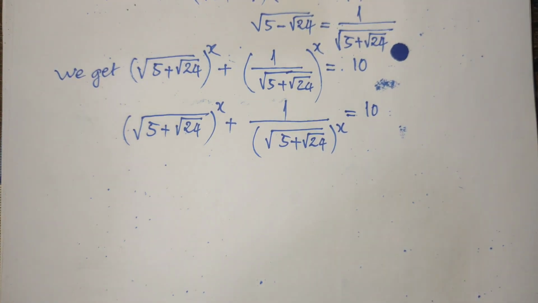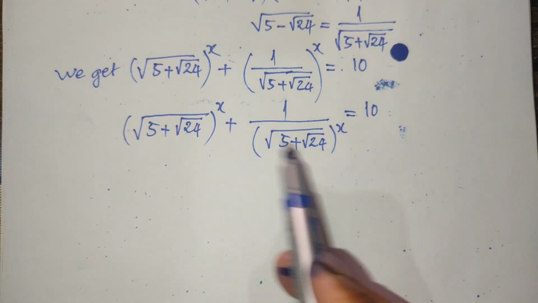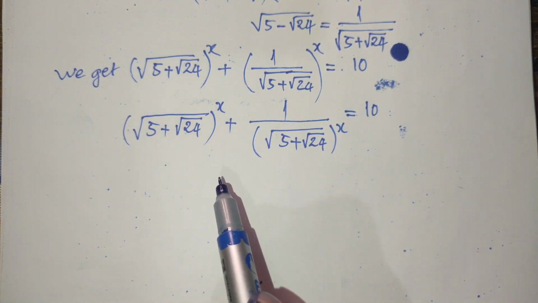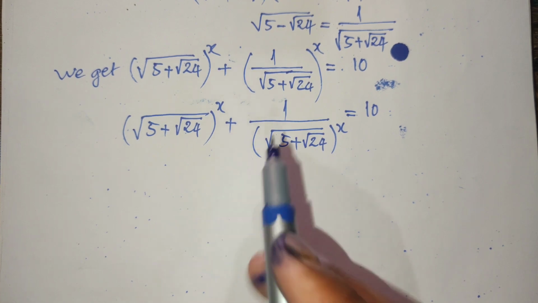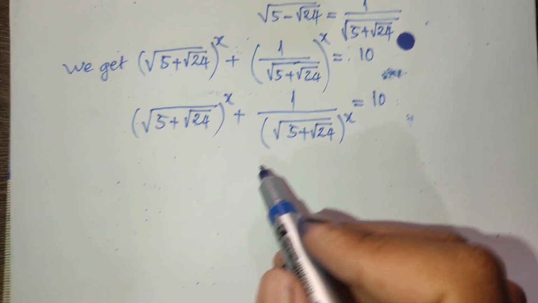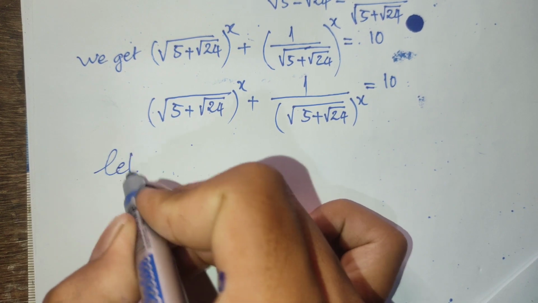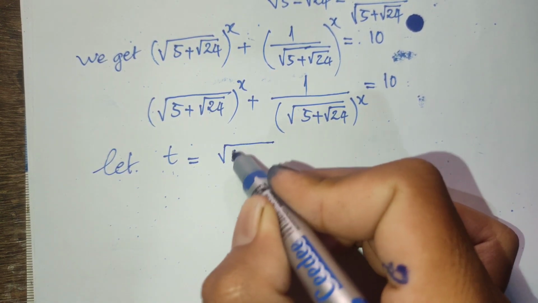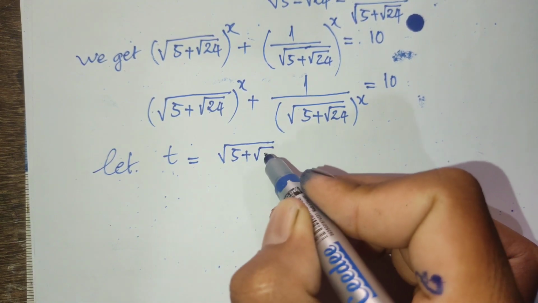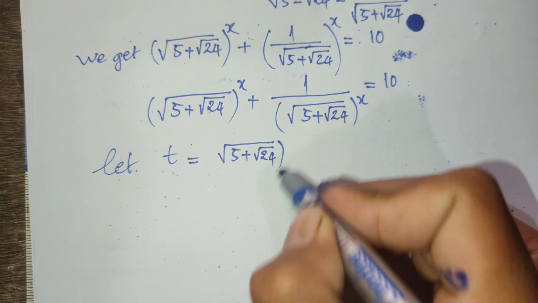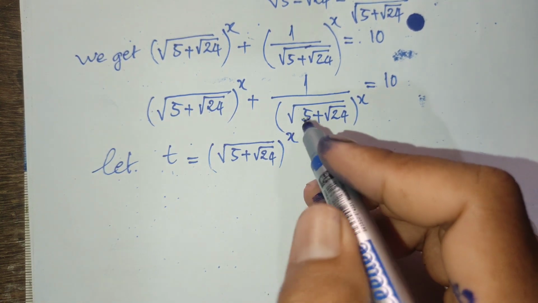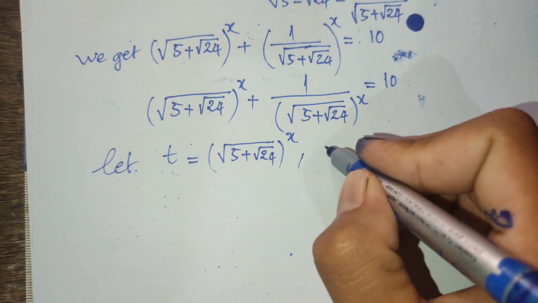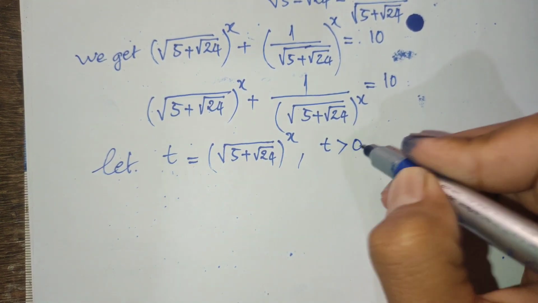Okay, now this. Let me see. It is the same. So now we can let t be another variable. Let t equal (√5 + √24) to the power 8. Now we know that this is an exponential function, so it must be positive. So we get that t is positive.